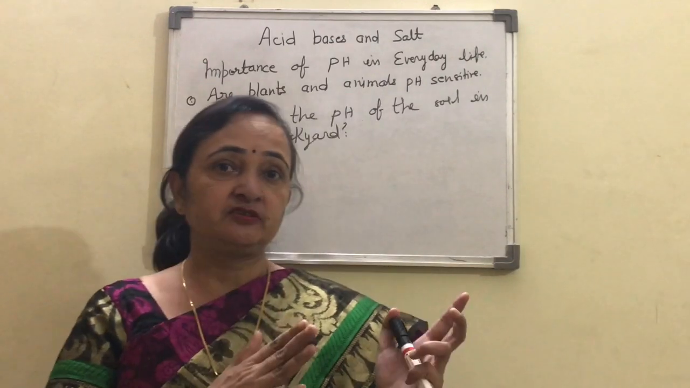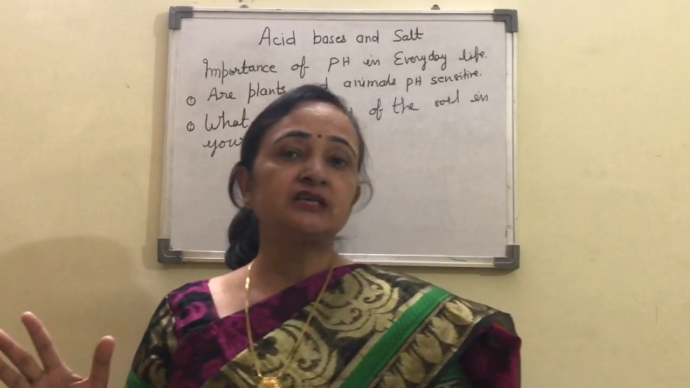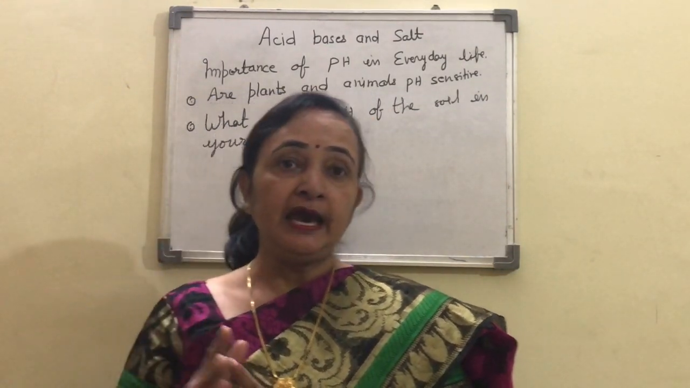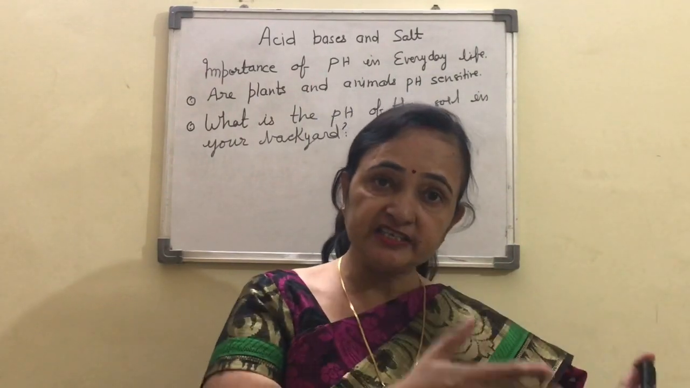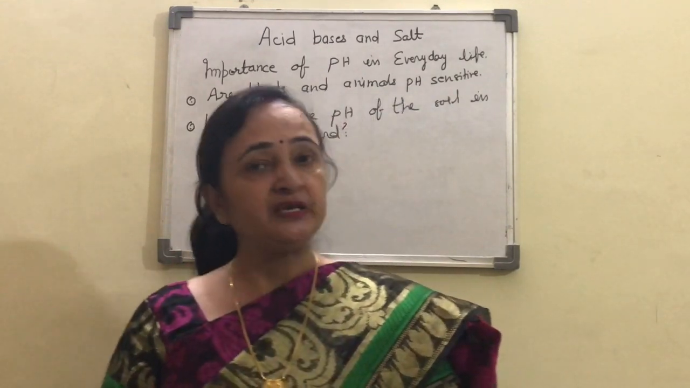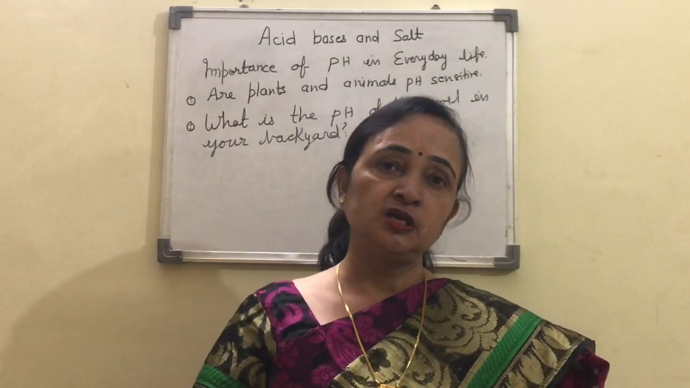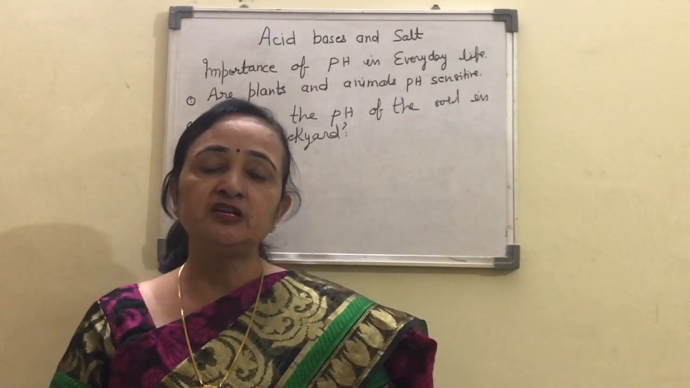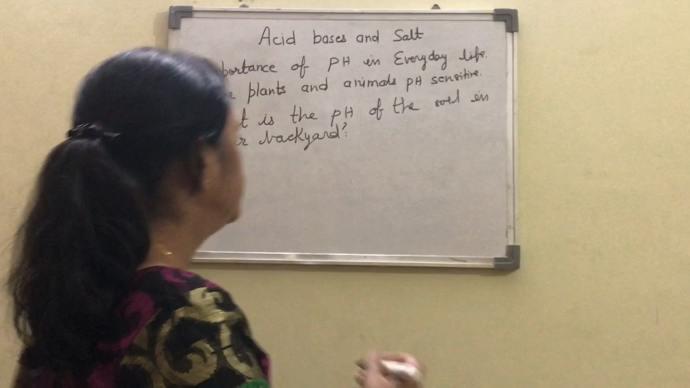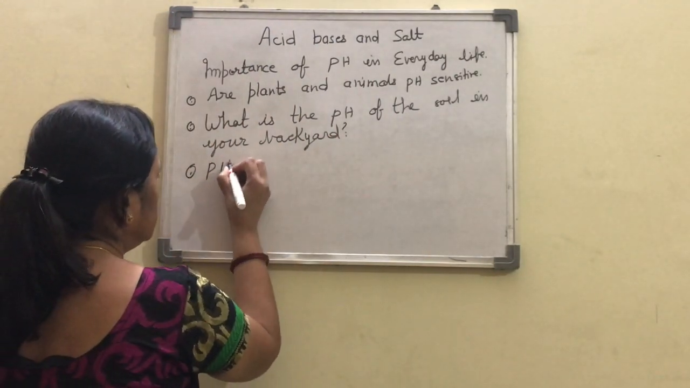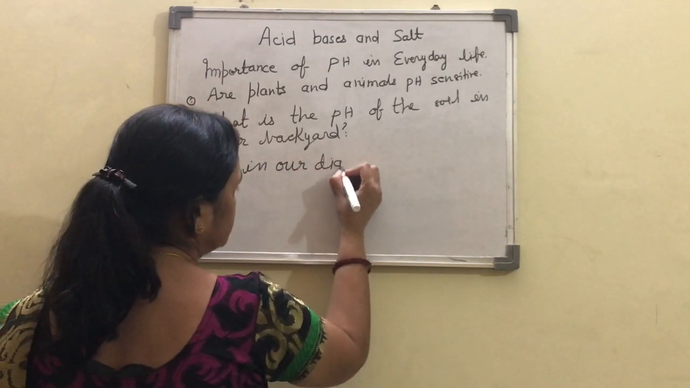If any reddish shade is coming, it means the soil is acidic. If any bluish shade is coming, it means the soil is basic. And how dark the shade is, depending upon that, you can find out whether the soil is strongly acidic or strongly basic. This way farmers use this technique to find the pH of the soil, and it is very useful for us. Now the next point is pH in our digestive system. What is the use of pH in our digestive system?